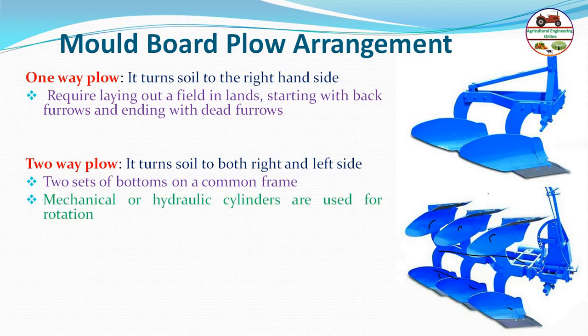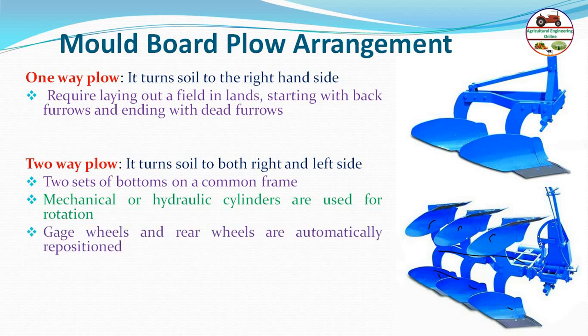Mechanical or hydraulic cylinders are used for rotation of this two-way bottom. When you take the turn, the other one has to be turned down, and the down one will go up, so that both are in operation. Basically the gauge wheels and gear wheels are automatically positioned to get that.